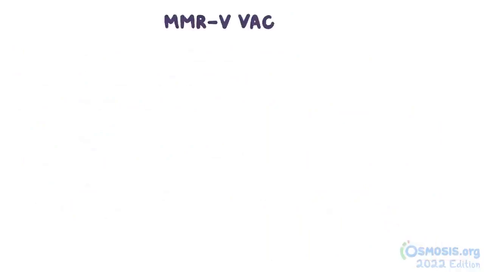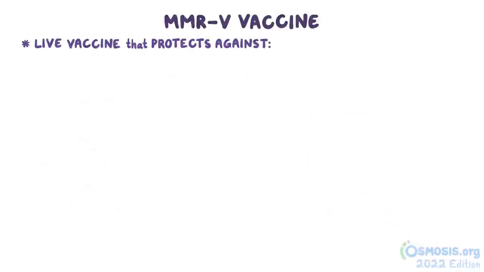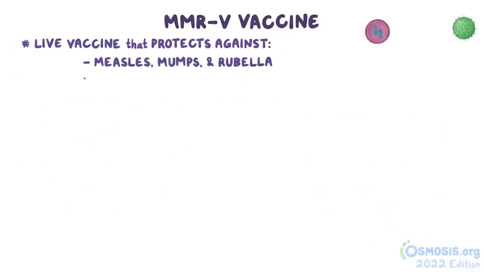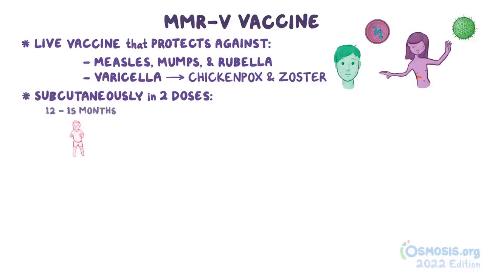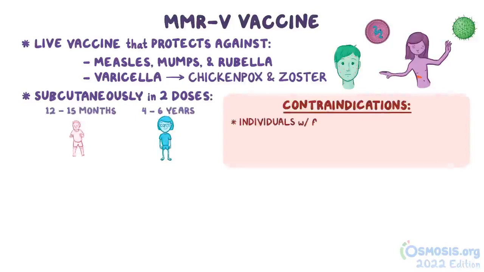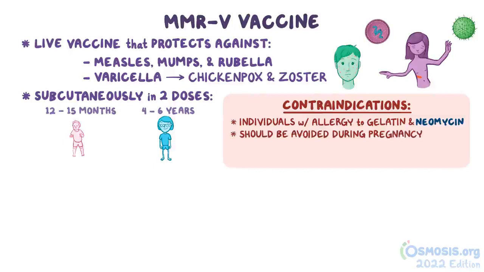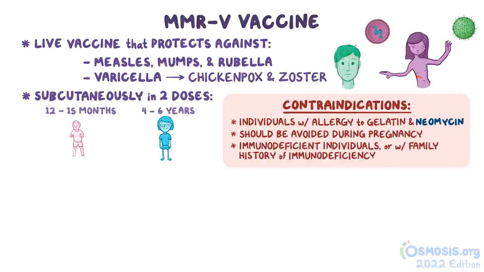Okay, now the MMRV vaccine is a live vaccine that protects against measles, mumps, and rubella, while varicella protects against 2 clinical diseases, chickenpox and zoster. MMRV is given subcutaneously in 2 doses, one at 12 to 15 months and one at 4 to 6 years. It's contraindicated in individuals that have a severe allergy to gelatin or the antibiotic neomycin, both of which are vaccine ingredients. And since it's a live vaccine, it's also contraindicated in pregnant females and immunodeficient individuals or those with a strong family history of immunodeficiency.